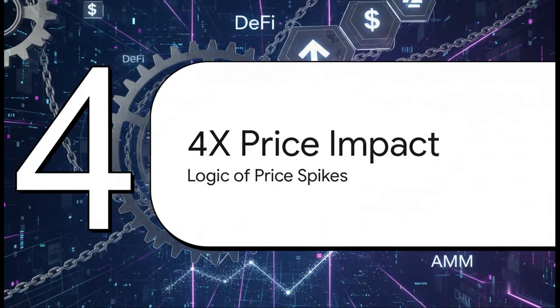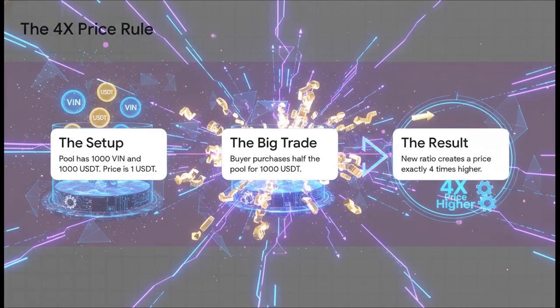Let's dive deeper into this mathematical extreme in Section 4, the Forex price impact rule. Let's break down the mechanics of this Forex rule step by step. Picture a setup where a pool has exactly 1,000 VIN tokens and 1,000 USDT.